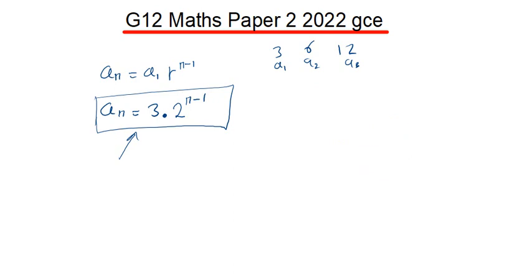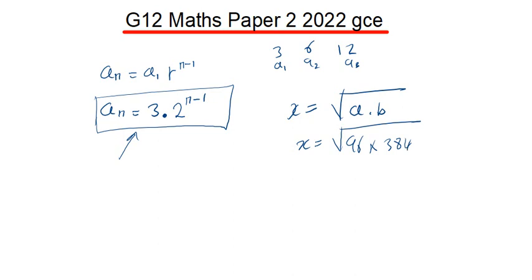The geometric mean, which I'll indicate using a letter x, is simply equal to the square root of the product of the two terms that you have. So in this case, x, which is going to be our mean, is the square root of my a, which is 96, multiplied by 384. If you go to your calculator and multiply 96 by 384, you're going to get 36,864. So the square root of that, you're going to get 192. So that's the geometric mean.